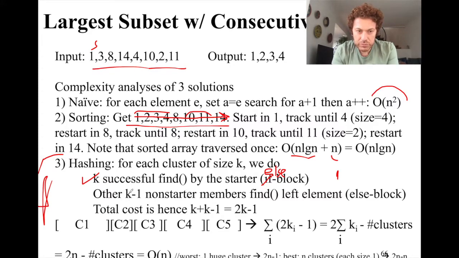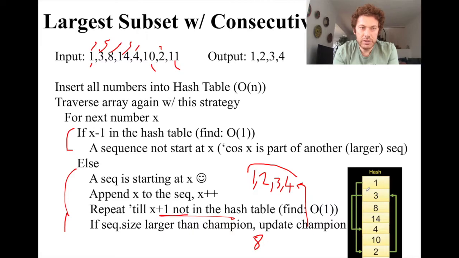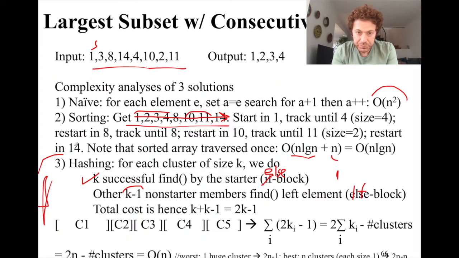So I have a cost of k, because every find is constant time, so cost of k. Then for the k minus 1 non-starters, remember I am dealing with a cluster of size k, there will be only one starter and k minus 1 non-starters. For every non-starter, I hit the if block, right? So we just experienced it. 3 was a non-starter, I hit the if block, because 2 was in the hash table. So it took only one operation. But I will have k minus 1 of them. So in total, moral of the story is, for a cluster of size k, the cost is 2k minus 1.